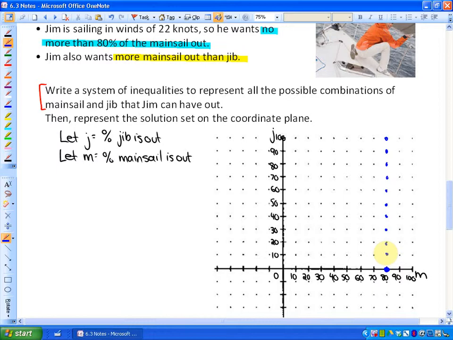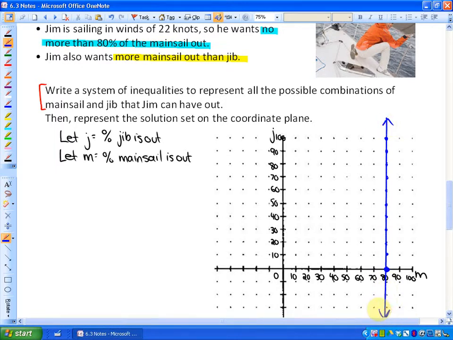The next thing to consider is, is that boundary line inclusive? Are you allowed to have exactly 80% out? If it says no more than 80%, that means yes, you are allowed to have 80%, which then means that your boundary line is going to be inclusive, or solid, in other words.